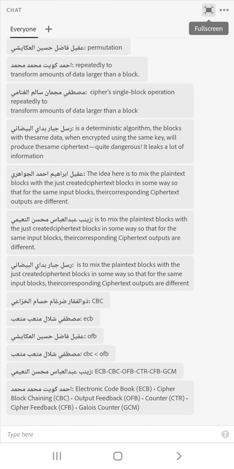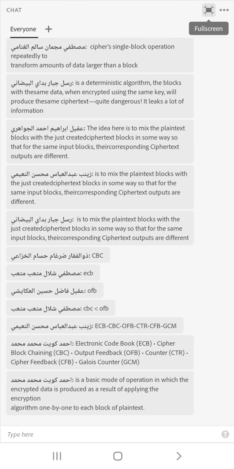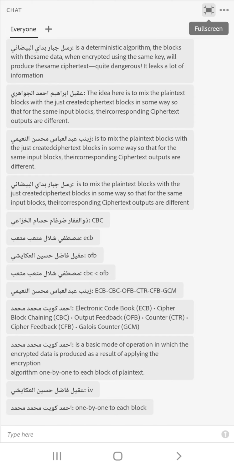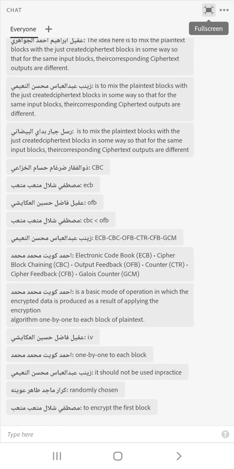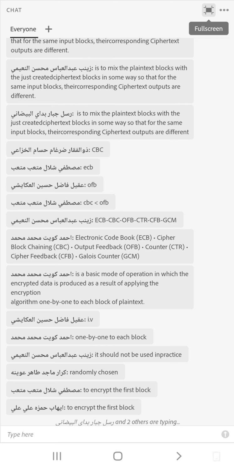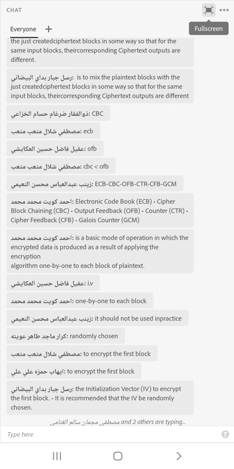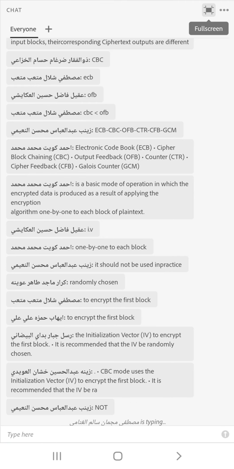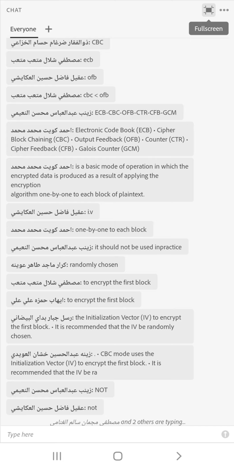What is the initialization vector, or IV, in cipher block chaining, CBC mode? Yes, it is used to encrypt the first block along with the key, of course. Is the IV secret or not? Should it be kept secret or not? Not, yes. Zainab Abdul Abbas. Yeah, perfectly correct.